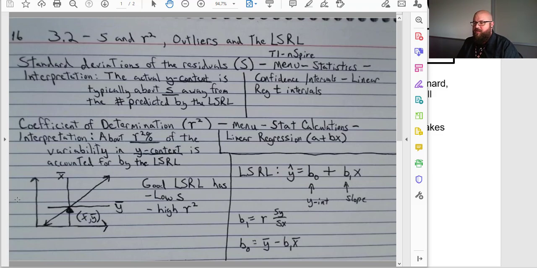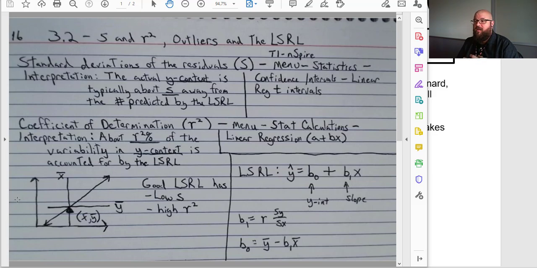The coefficient of determination: it is the percentage of the variability in the y context you're talking about that is accounted for by the least squares regression line. What that means is that the least squares regression line is getting a percentage of the values landing on that line. So if you have a high coefficient of determination, that means you have more data points falling on your least squares regression line, which gives you a better fit line.